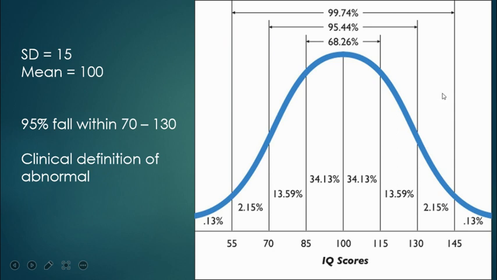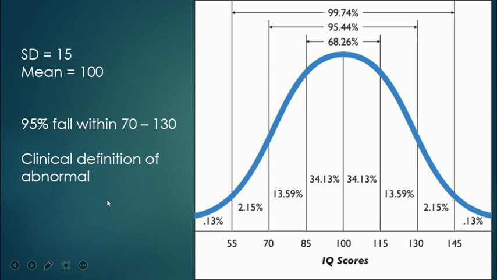If you fell outside of that range, you would be in a very small percentage of people on this planet. About 5% of the people on this planet would have an IQ score outside of that range of 2 standard deviations, 70 all the way up to 130. So that is our clinical definition of abnormal. If you fall within that 5%, that is the clinical definition of abnormal.